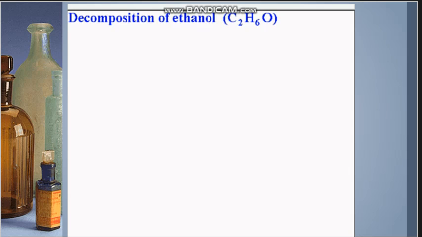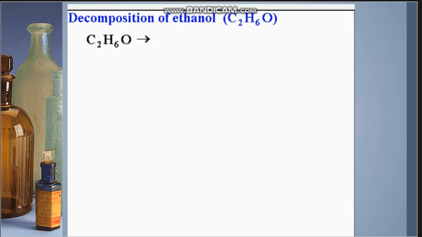Example, we're trying to come up with a chemical reaction that represents the decomposition of ethanol. Now the chemical formula for ethanol is given to you, C2H6O. All right, well let's start with that chemical formula. The thing decomposing is C2H6O. It's the only reactant because in decomposition reactions, the only reactant is the thing decomposing. So then we draw our arrow and we come up with the products.